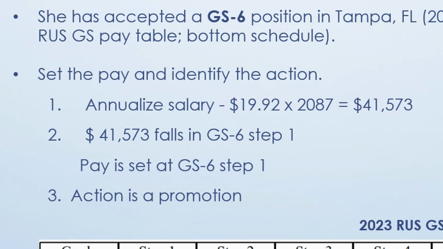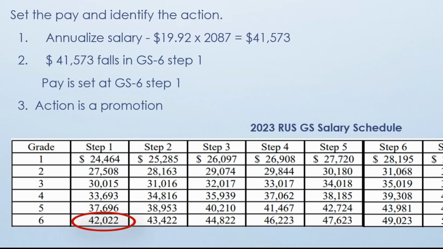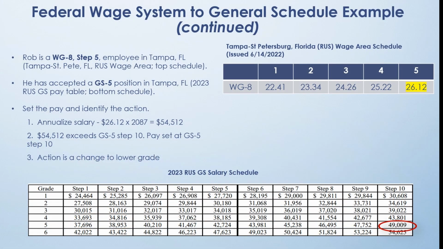The action is a promotion. Why? Because the annual salary of Julia was $41,573, which is lower than the GS6 Step 1 of $42,022.